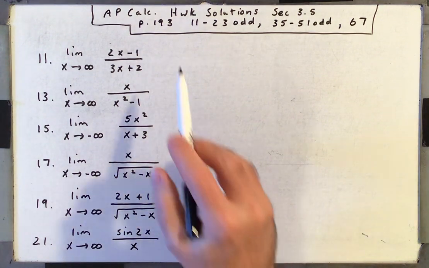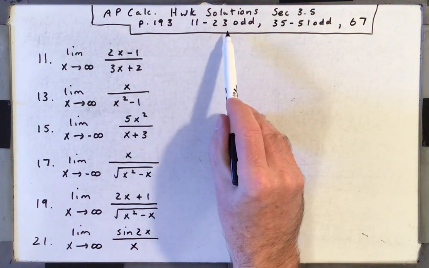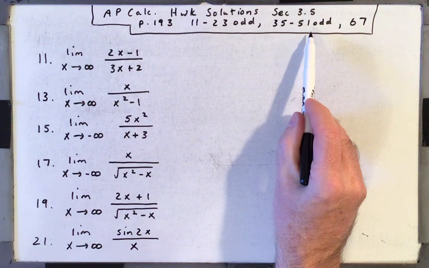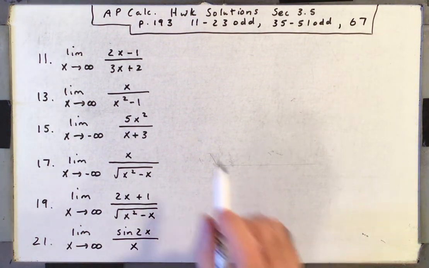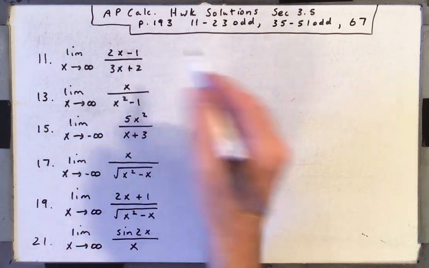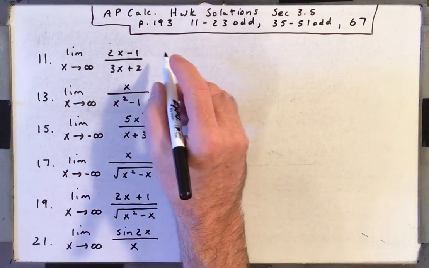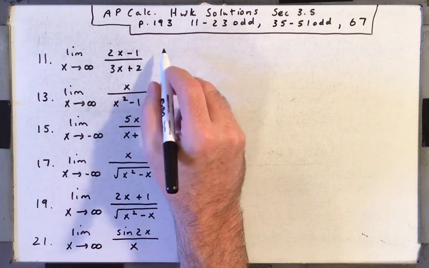Going to turn to page 193. We're going to do 11 through 23 odd, 35 through 51 odd, and number 67. So we're just taking the limit here. I'm also going to state where there's a horizontal asymptote, if there is one.